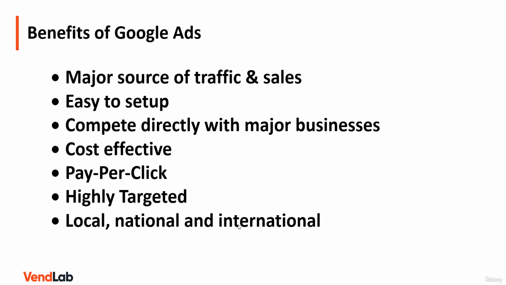You can advertise at a local, national, even international level through the same platform. So for example, if you're a local business like a restaurant, you could advertise in your local area. If you're a national business, you can just restrict the advertising to your country. Or if you're an international business, you can create different campaigns in different countries.